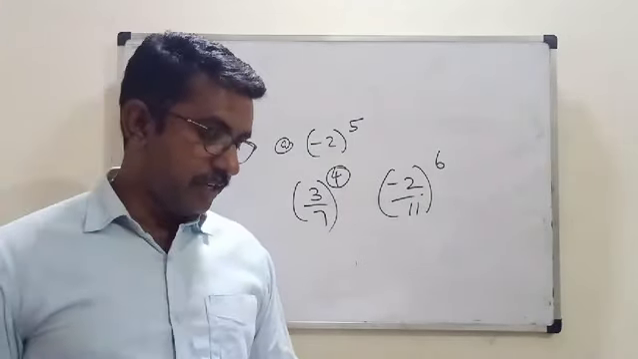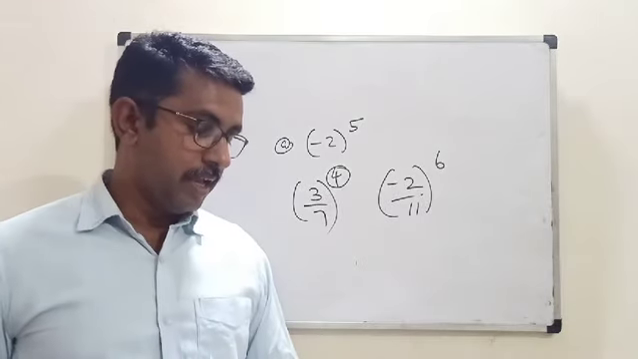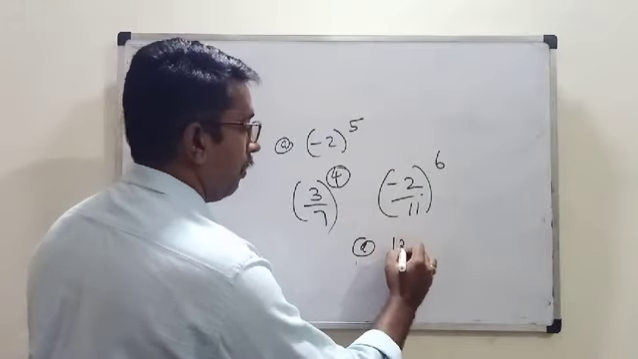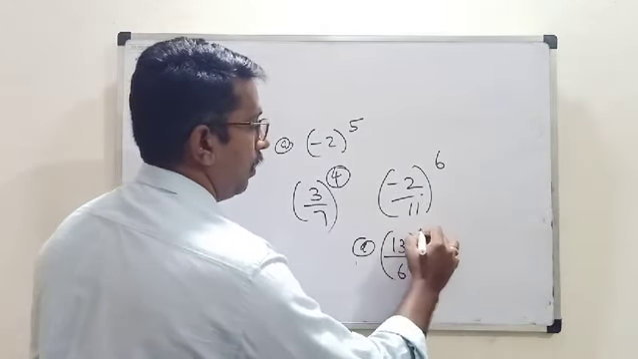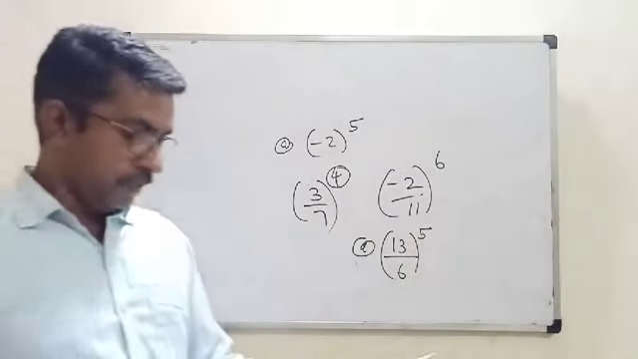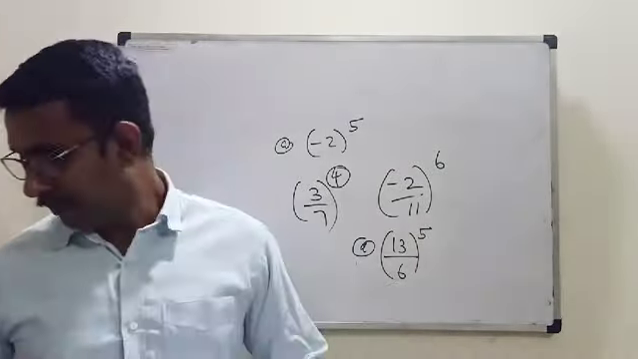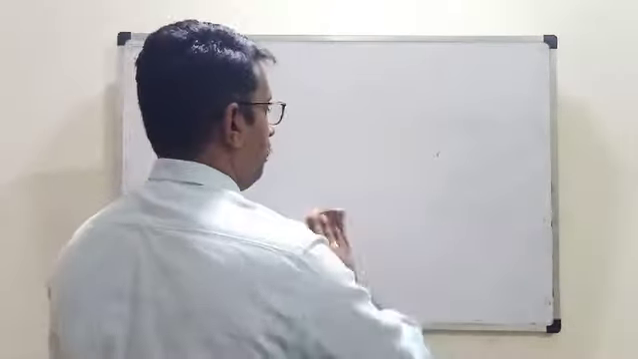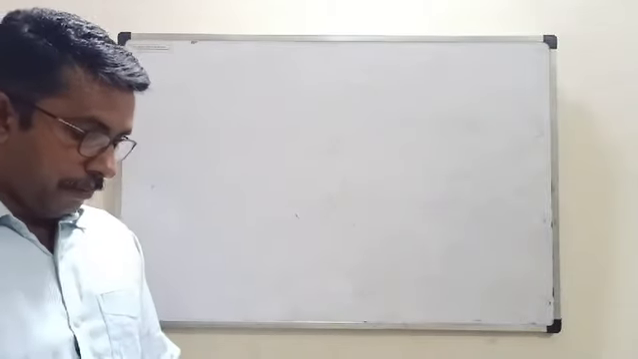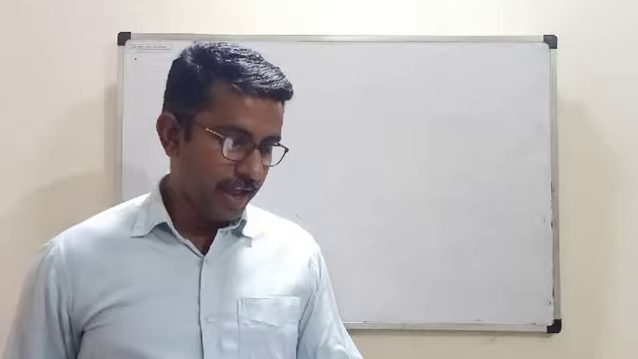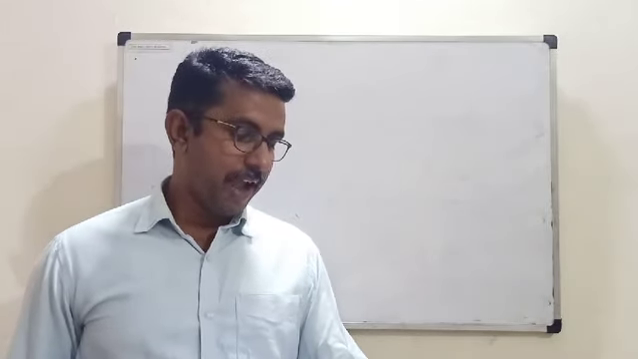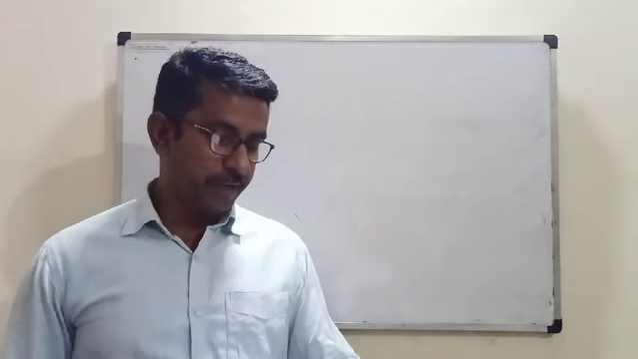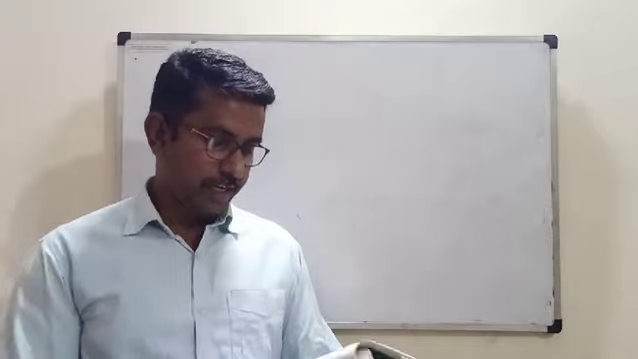And D, you see what is D? Minus 13 upon 6. How many times? 1, 2, 3, 4, 5. So D is 13 upon 6 to the power 5. Okay. Now, question number 2. A very simple question. Write the base and power of each of the following exponents. Minus 23 upon 56 to the power 6. What is the base? What is the power? So I am not going to explain that one. It is a very simple question, isn't it?